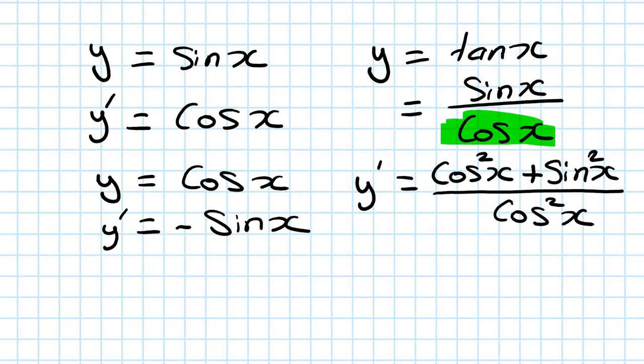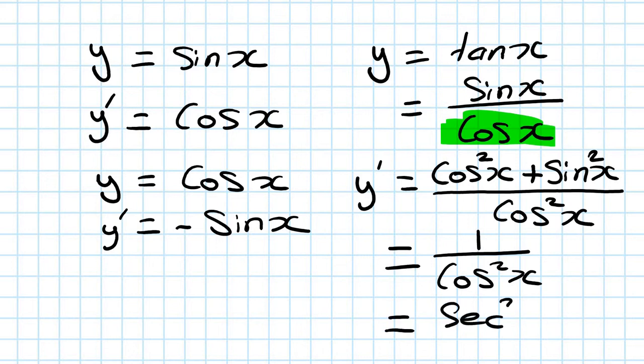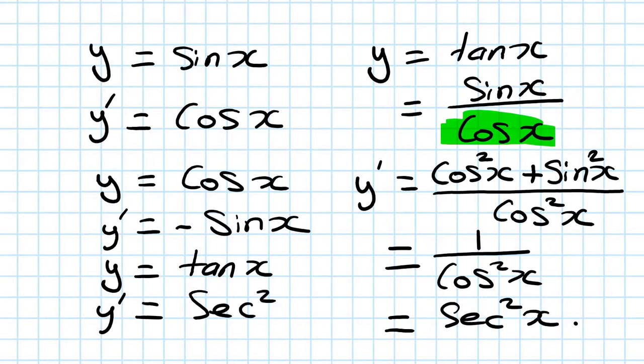Okay, so that's the quotient rule. Derivative of the top times the bottom minus derivative of the bottom times the top, over the bottom square. Now if I simplify this, remember cos square x plus sine square x is 1. So that means that is 1 over cos square x. Now 1 over cos square x is sec square of x. See, that's what that meant. So therefore, if y equals tan of x, y dash must be equal to sec square of x.